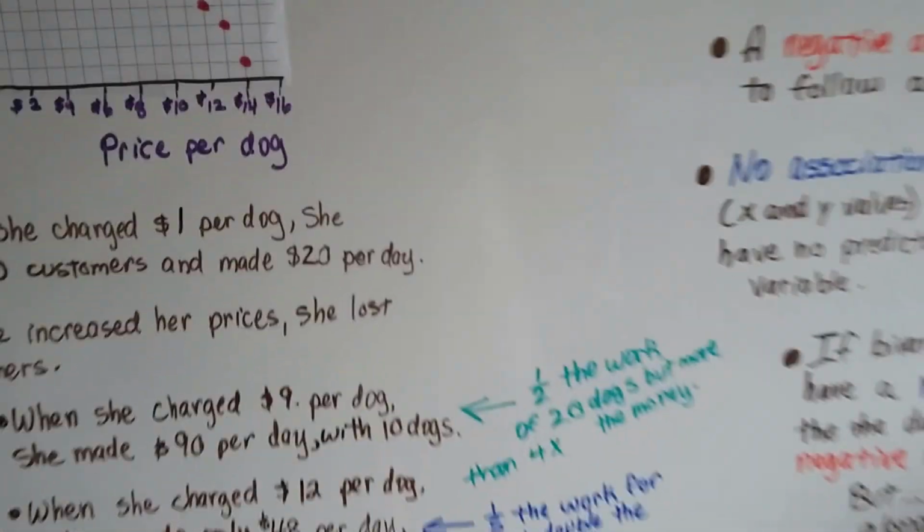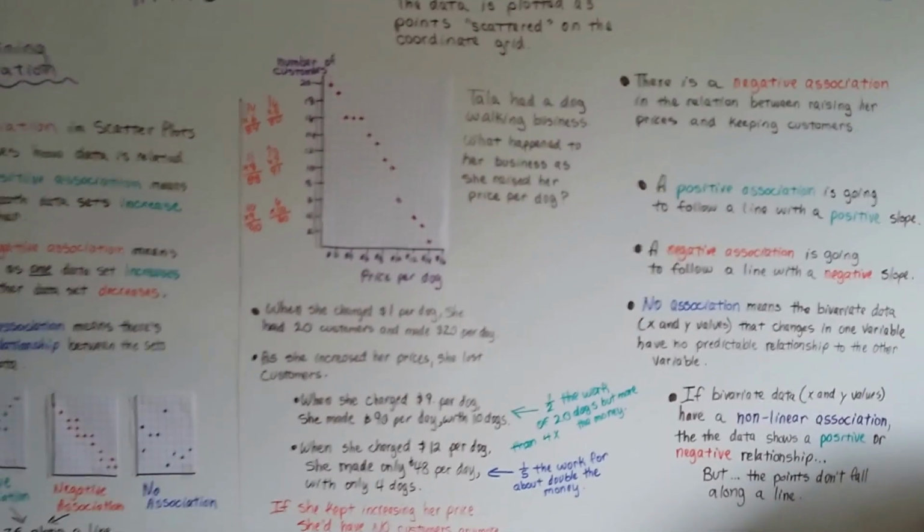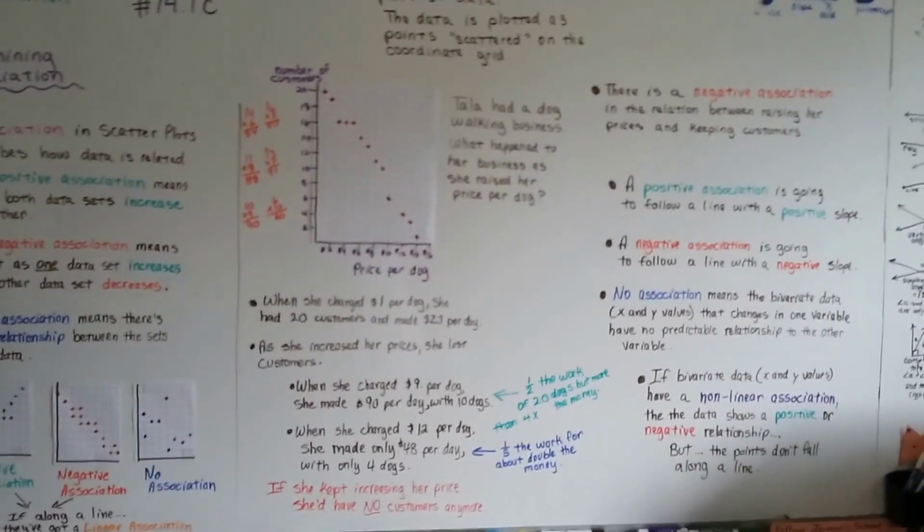All right, so that's determining association, and we're going to move on to the next unit, and we're going to talk about trends, okay?